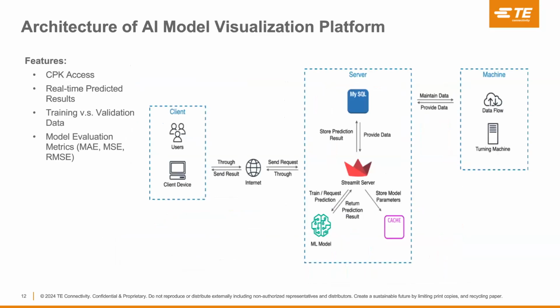We also have an AI model visualization platform, which is a website. The website is divided into three parts: client, the server, and machine. And the Streamlit server will interact with MySQL database, the machine learning model, and the cache. For the features of the system, we have CPK access, real-time predicted results, training versus validation data, and model evaluation matrix. Next slide.